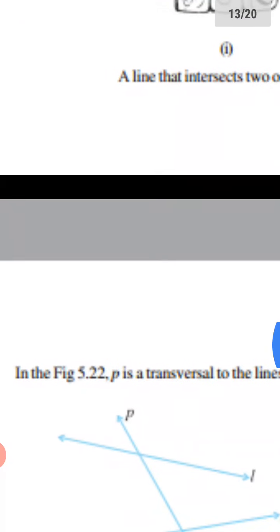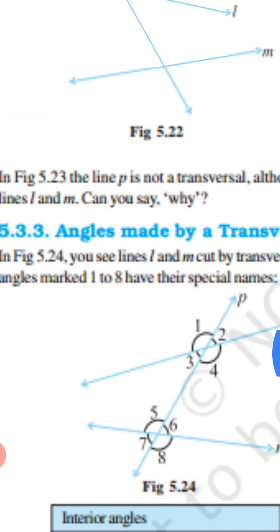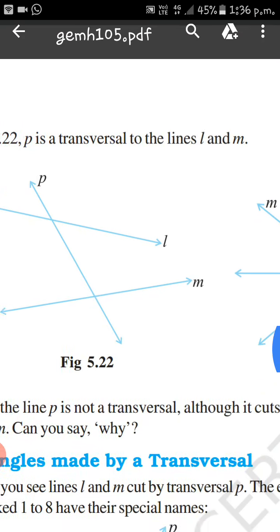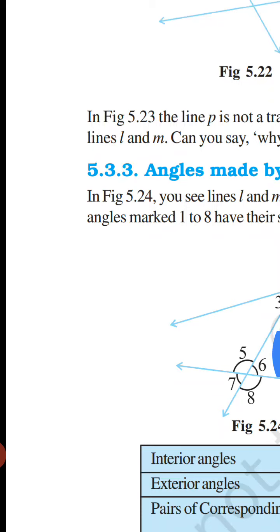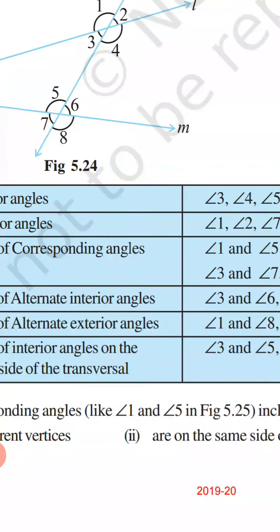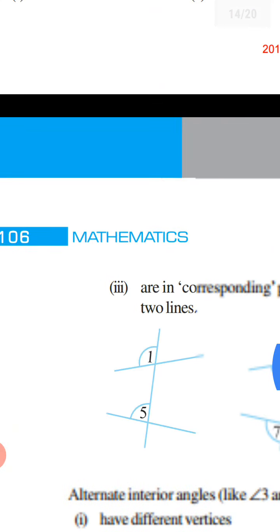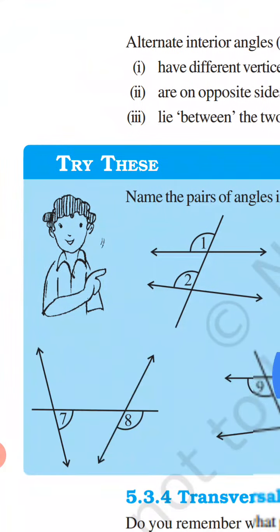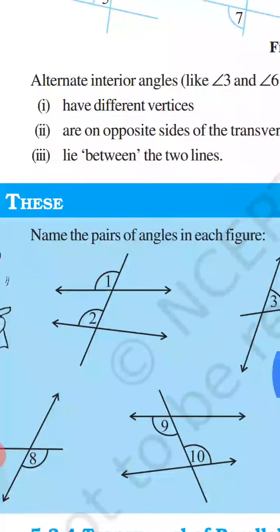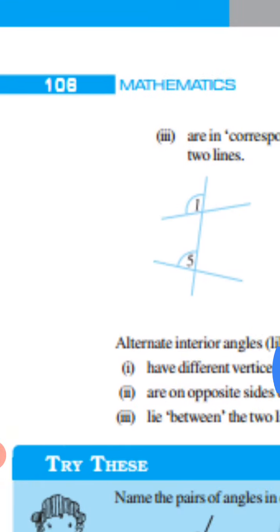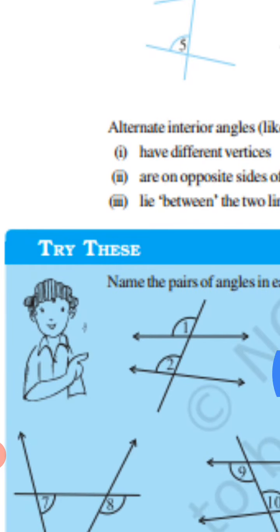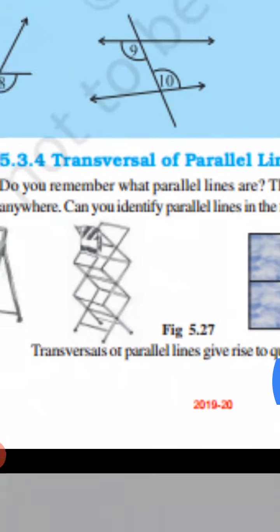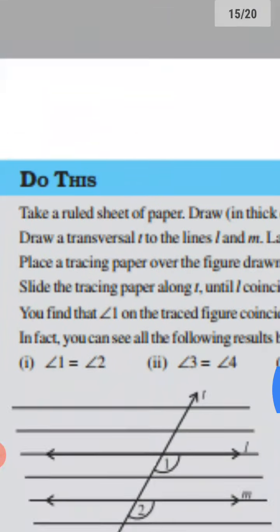Now we have to learn about parallel lines. Parallel lines are those lines which do not cross each other. These are not parallel lines because they are diverging or converging lines, or you can say intersecting lines. The lines are parallel when the distance between them is everywhere the same.